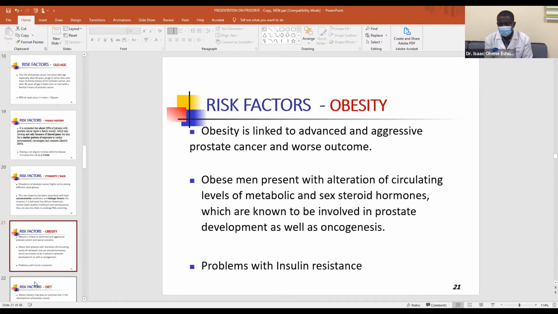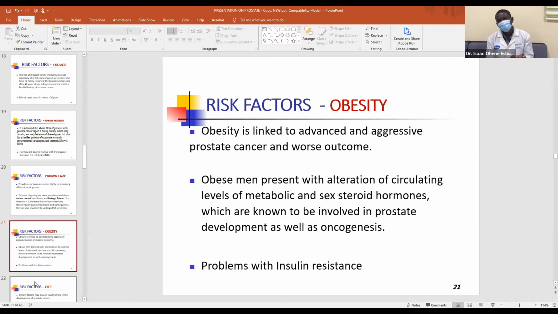So obesity is linked to advanced and aggressive prostate cancer and also worse outcomes. And there are reasons for this. Some believe it's a result of alteration in the sex hormones, and here we are looking at androgens. Androgen has been seen to positively correlate with prostate cancer development.